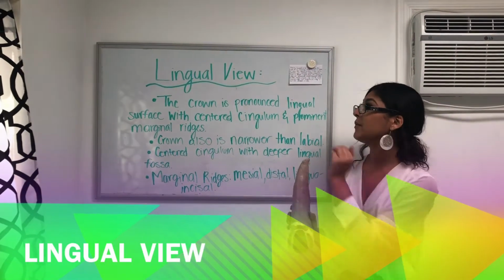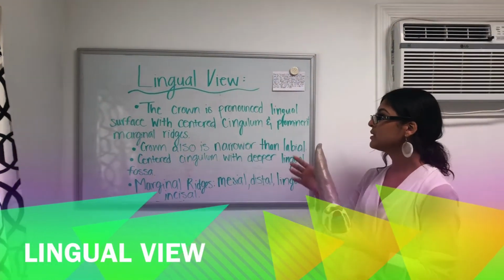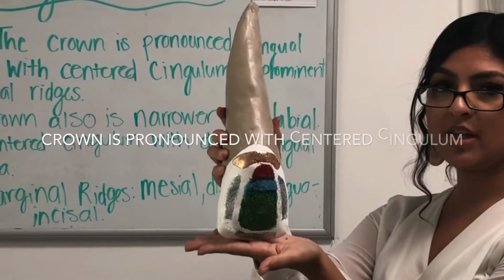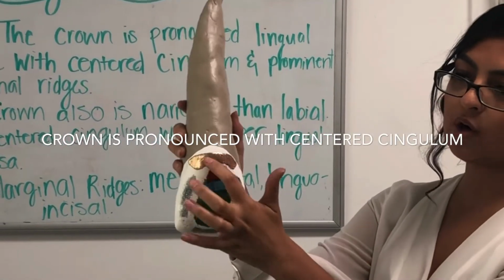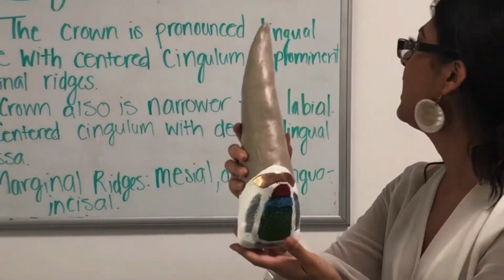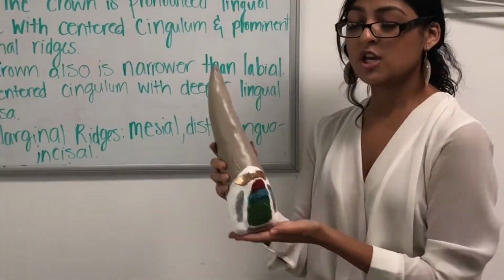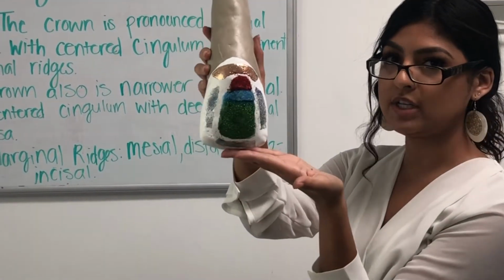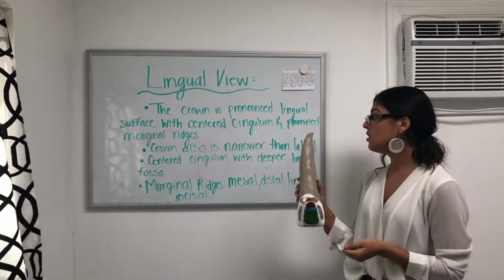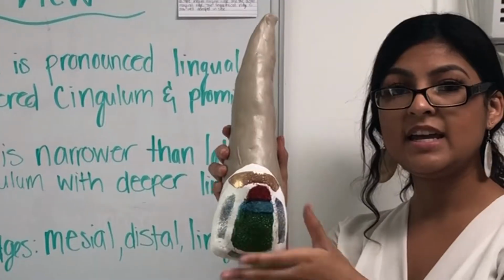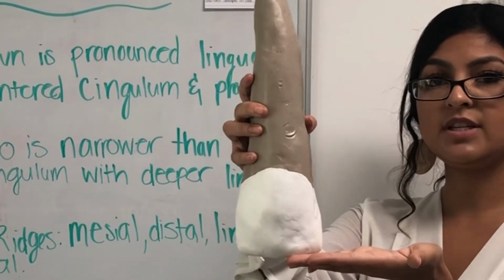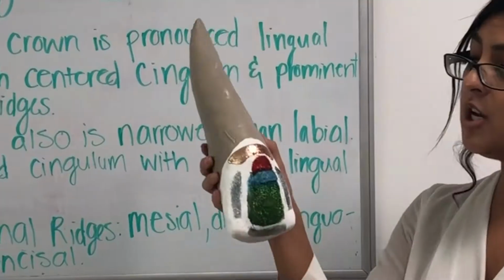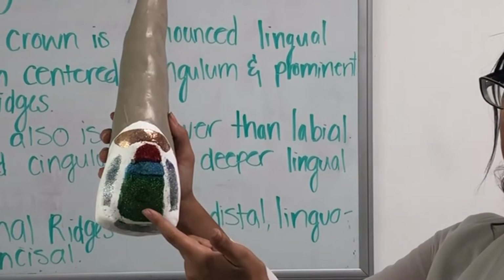So now moving forward with the lingual view. The crown has a pronounced lingual surface with the centered cingulum, and I labeled my cingulum here on my model with the gold, so you can see it's centered, and it has prominent marginal ridges. I've also labeled all my ridges on my tooth model in the silver glitter, so you can see that. And the crown is also a lot narrower on this side than it is on the labial surface. The centered cingulum has a deeper lingual fossa. The fossa on my tooth model is labeled in green.